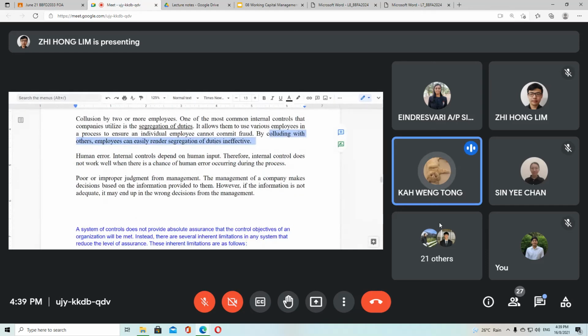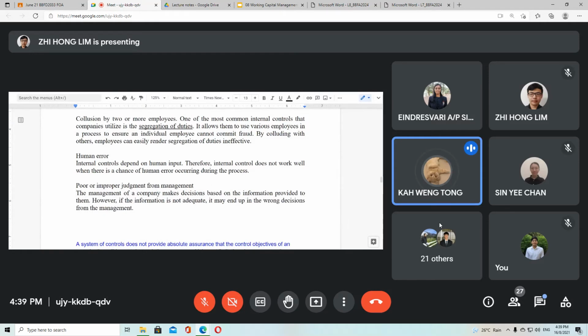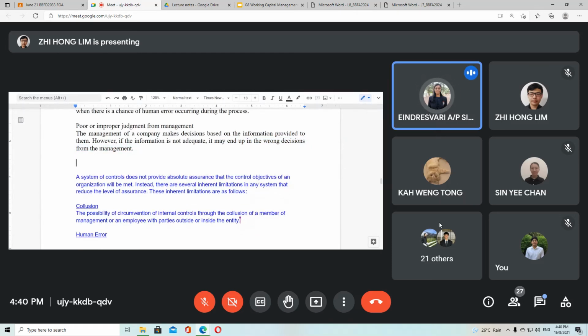Number 2, human error. Internal control depends on human input. Therefore, internal control does not work well when there is a chance of human error occurring during the process. Number 3, poor and improper judgments from management. The management of the company makes decisions based on the information provided to them. However, if the information is not adequate, it may end up in the wrong decision from the management. Okay, so basically these are the limitations or weaknesses.